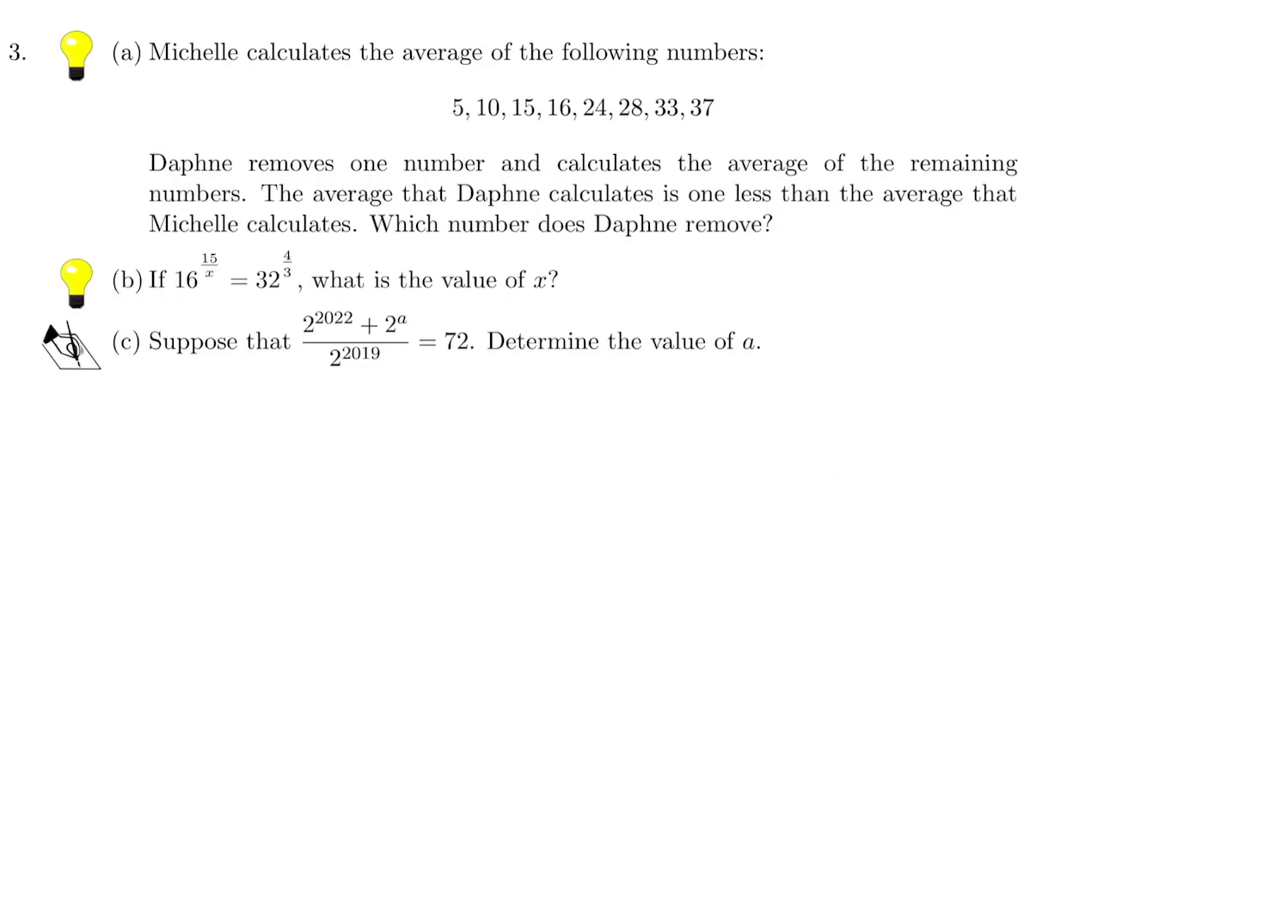Michelle calculates the average of the following numbers. Daphne removes one number and calculates the average of the remaining numbers. The average that Daphne calculates is one less than the average that Michelle calculates. What number does Daphne remove?